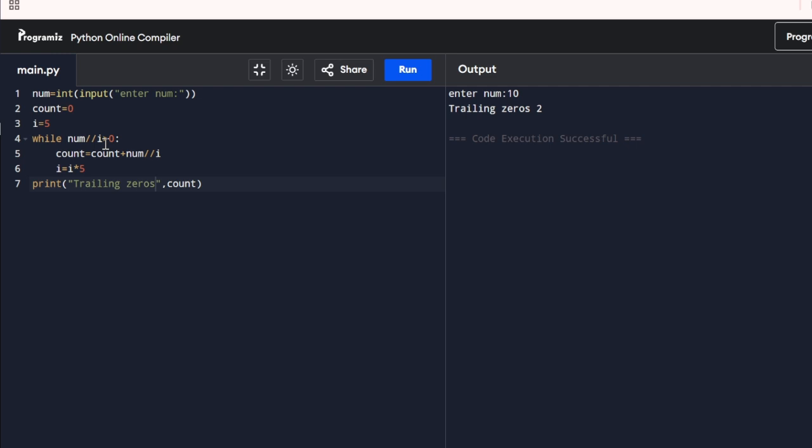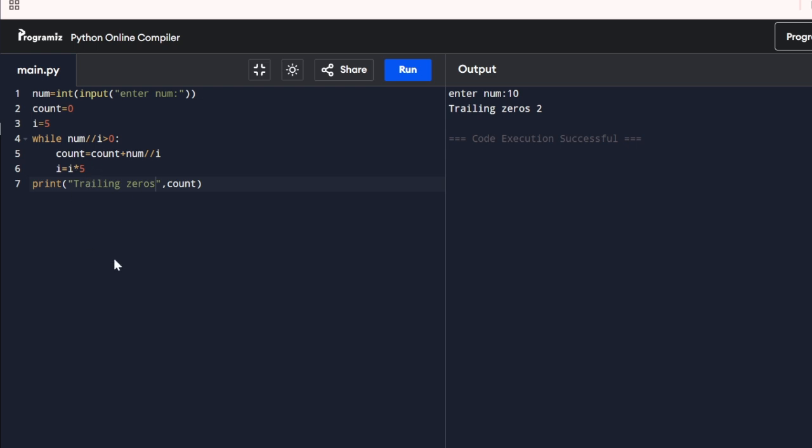So for example, if we took 100 here, n is equal to 100, and i is initialized to 5, then 100 // 5 gives 20. In the 5 table, 100 occurs at the 20th multiple, so we have 20 trailing zeros in 100 factorial. That was the main logic here. So 20 is greater than 0, so the loop runs here. Once it checks, the loop runs and count will be updated.